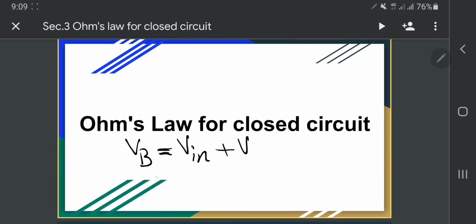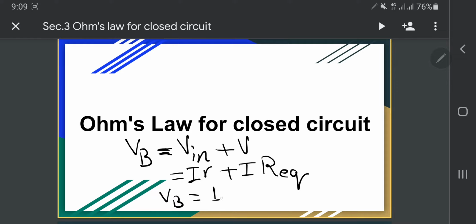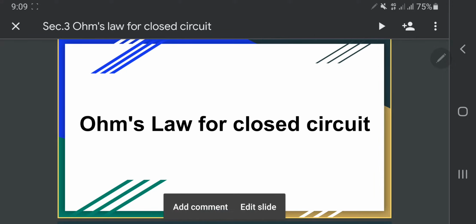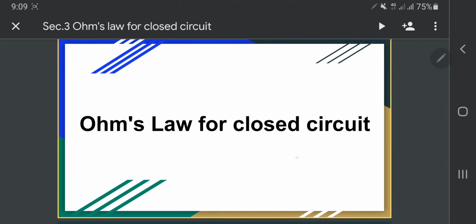So from Ohm's law, V equals IR: IR internal plus IR equivalent. Solving, VB equals I as a common factor times R equivalent plus R internal. This is the closed circuit.